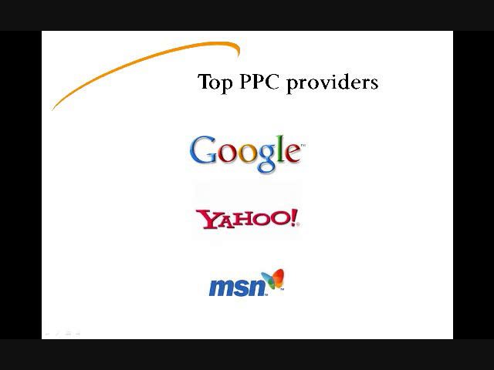Now, as I mentioned earlier, the top pay-per-click providers are Google, Yahoo, and MSN. Google has an even larger share of pay-per-click marketing than it does of search marketing. So we saw it was about 63% of searches. But almost everyone who's doing pay-per-click marketing is advertising on Google. A subset of that is choosing to advertise on Yahoo, and an even smaller subset is choosing to advertise on MSN. So if you're just getting started with it and you have to pick one, Google is probably the way to go.